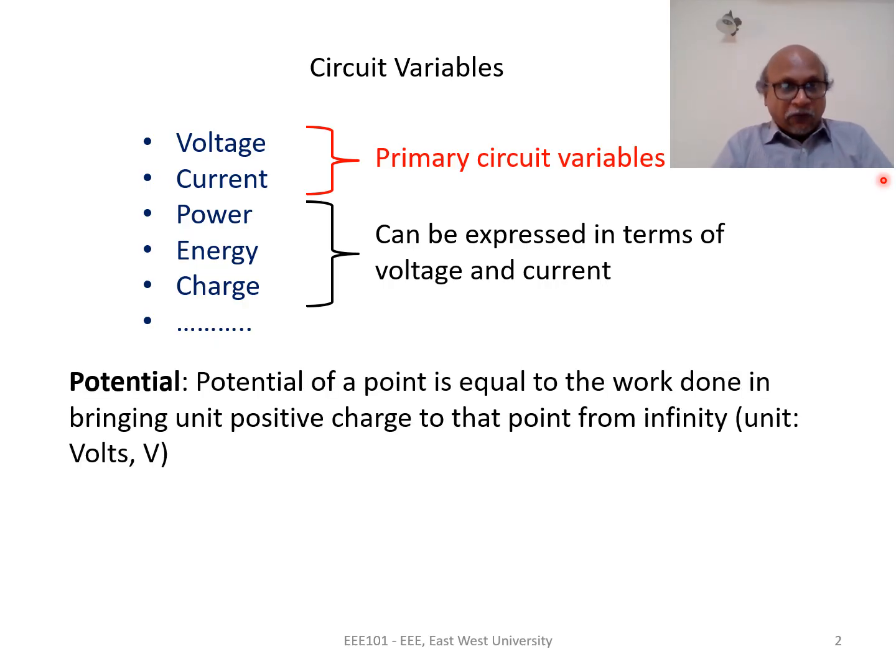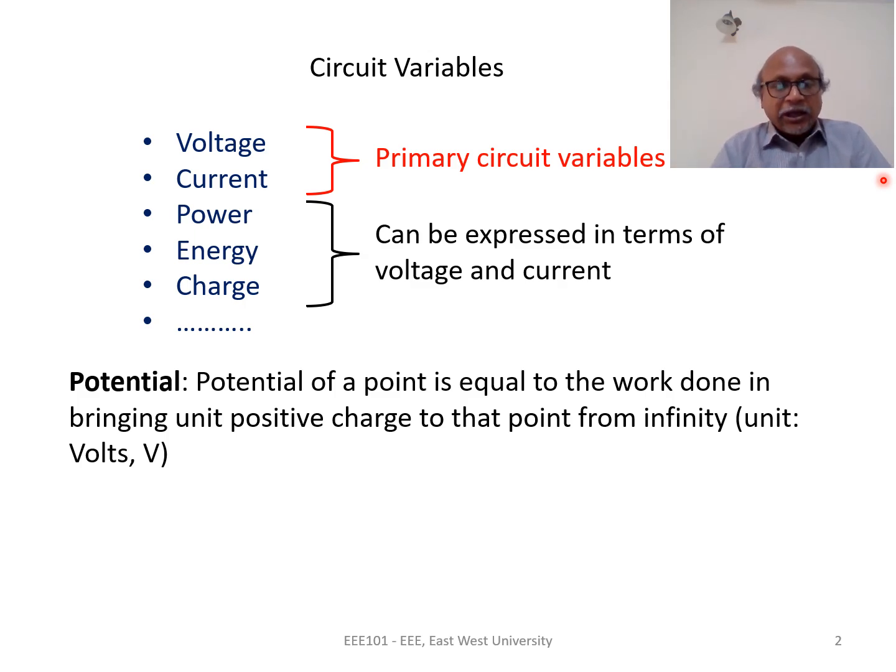First, let's talk about voltage. In order to understand voltage, we need to know what potential is. The electric potential of a point is equal to the work done if we bring 1 coulomb charge to that point from infinity. Why is infinity relevant here? Because infinity is a universal reference of potential where the potential is 0.